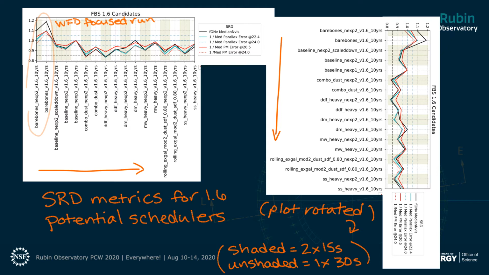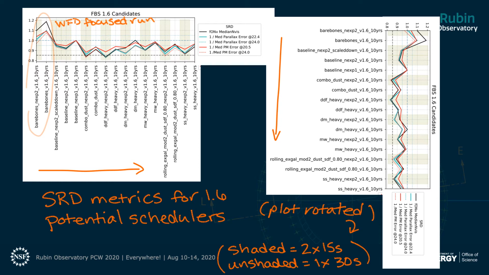We also have shown 1 over the median parallax error at 2 different magnitudes, and 1 over the median proper motion error, again at 2 different magnitudes. And you can see a lot of these metrics scale fairly similarly. What we've done in each of these is normalize it by the baseline run. And so you can see that when the number of visits goes up, the 1 over the parallax error tends to go up, so the parallax error tends to go down, for example.